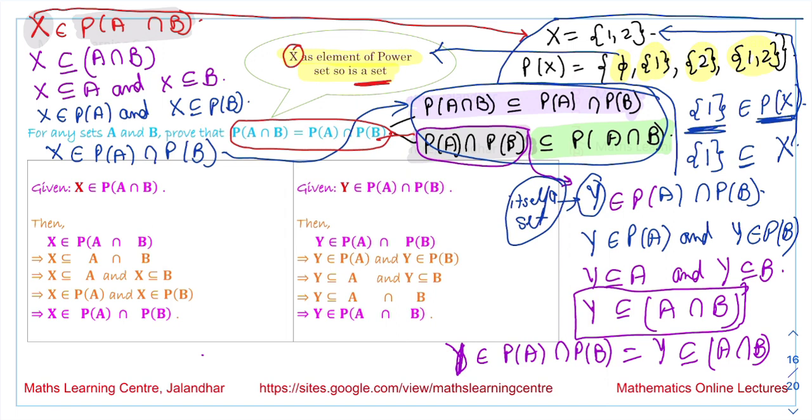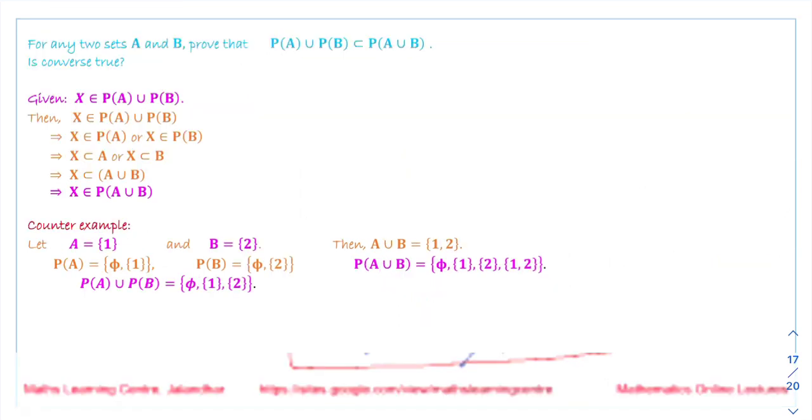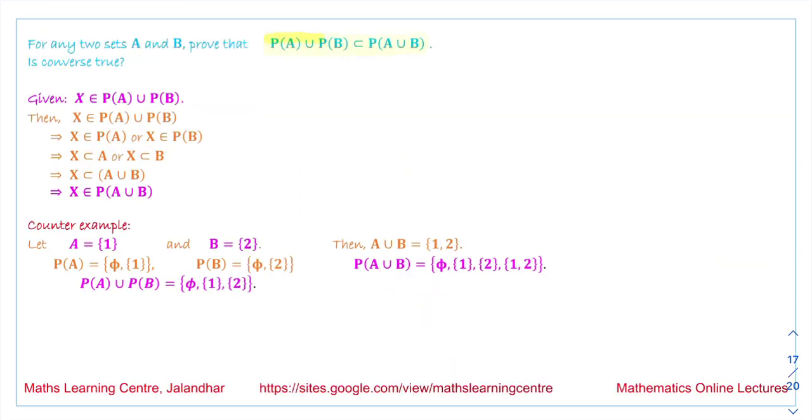Next is, for any two sets A and B, we have to prove that power set of A union power set of B is a subset of power set of A union B. And further, we have to verify whether the converse is true or not. So to prove this result, we are considering an element from this set. Suppose X belongs to power set of A union power set of B.